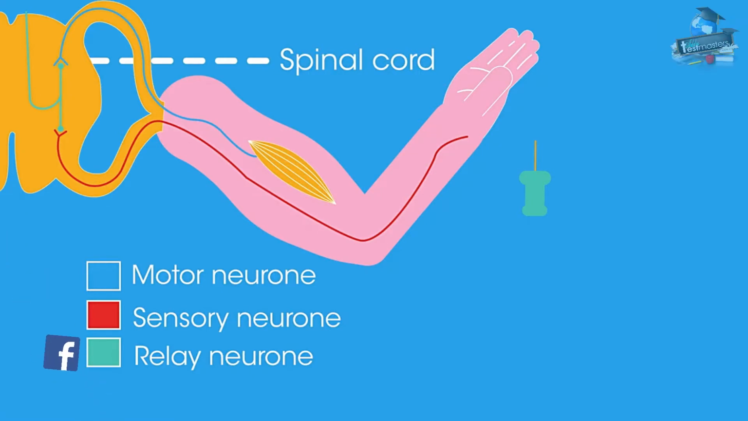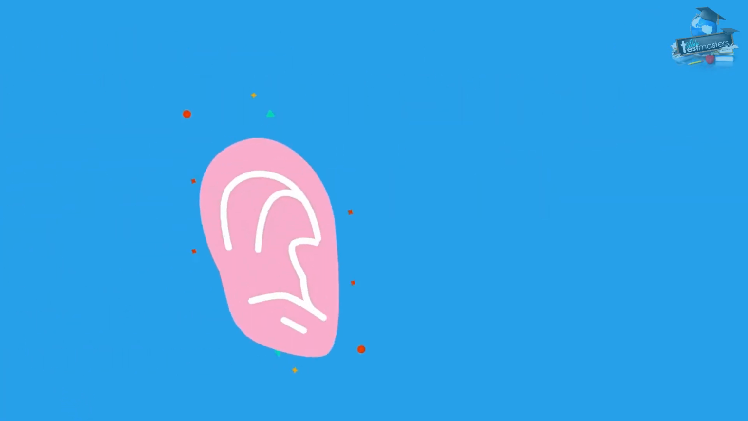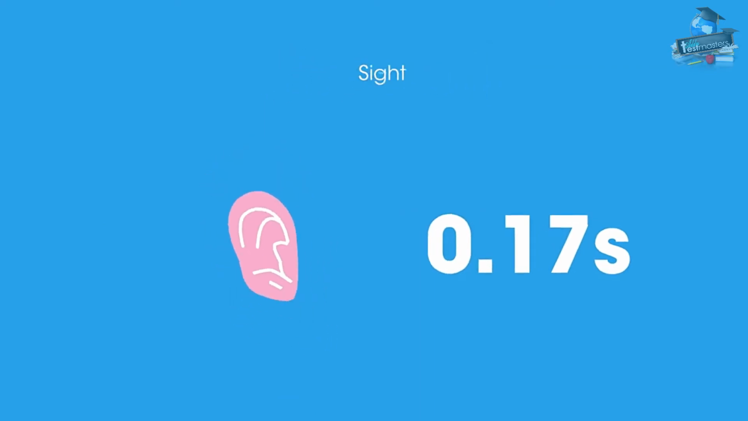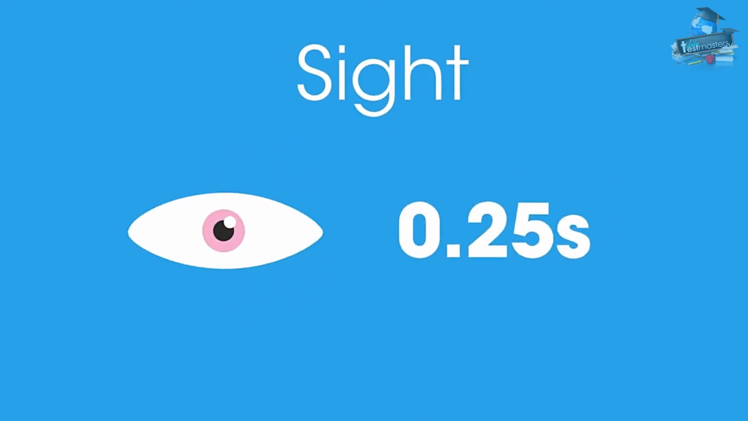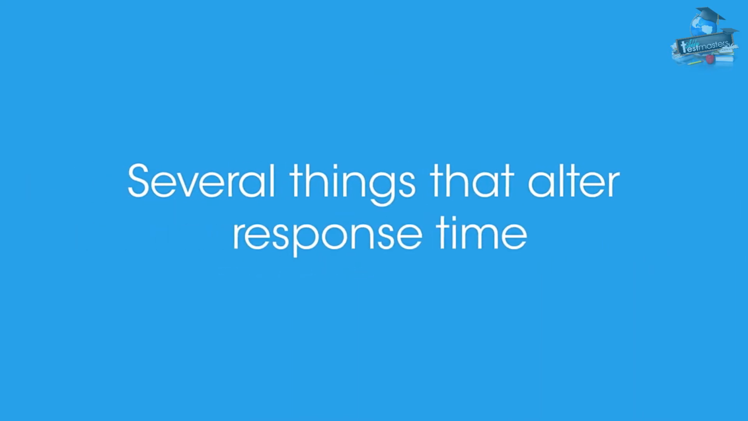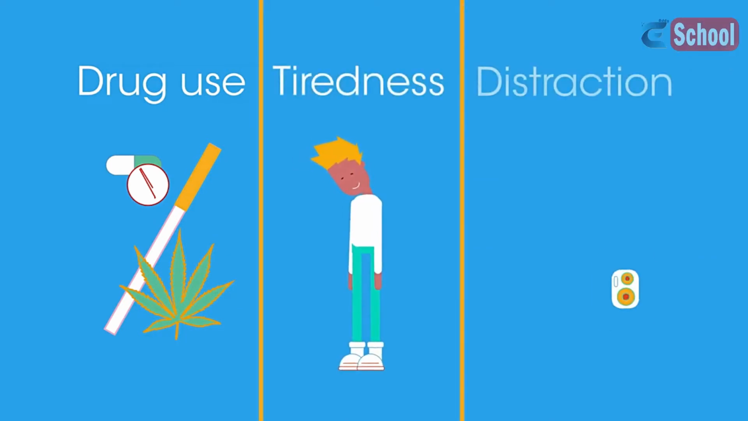Our reflex action to a touch takes about 0.15 seconds. To sound, it's about 0.17 seconds, and to sight, 0.25 seconds. Several things can alter the response time to a stimulus in everyday life: drug use, tiredness, or distraction.